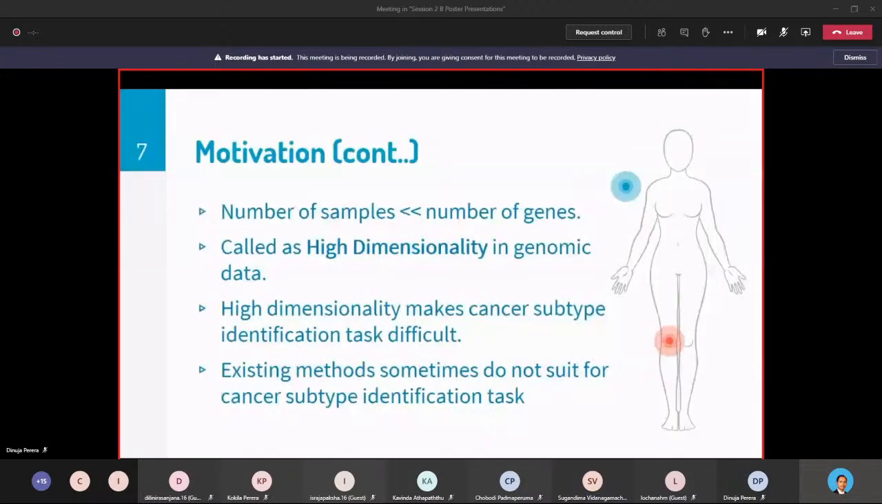When you consider the number of genes and the number of samples, the number of samples is less when compared to the number of genes. This is called the high dimensionality in genomic data. This high dimensionality makes the cancer subtype identification task difficult. The existing methods for dimensional reduction sometimes don't suit the cancer subtype identification task.